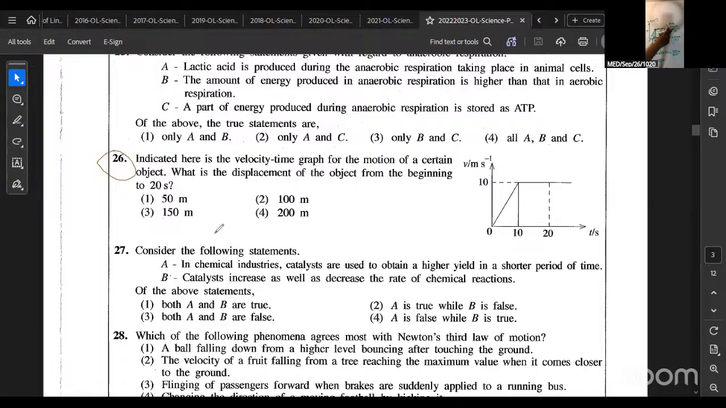And then you add both, 100 plus 50. The total area, you have to just add the area of the triangle and the area of the square, right? It's going to be 150 meters. That's the total area. That's the answer. Answer is option number 3, right? In the first 20 seconds, they're asking. First 20 seconds means until the 20, so everything under that area you have to find. So answer is option number 3.